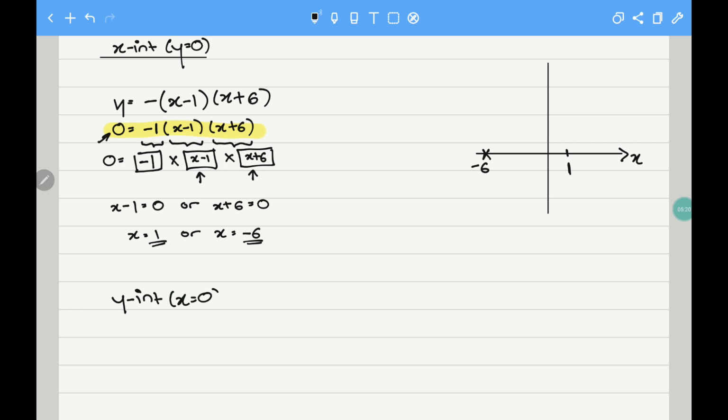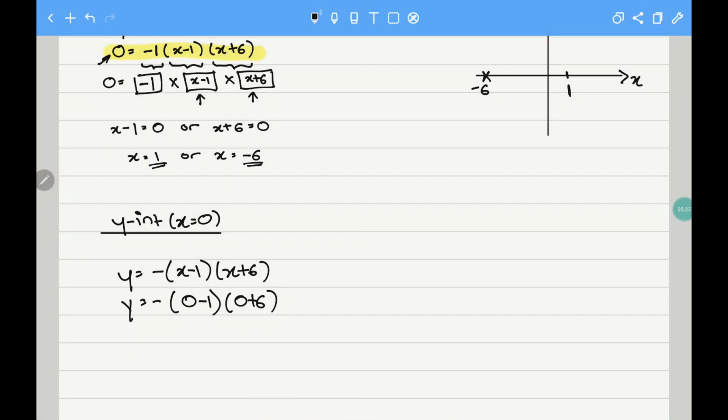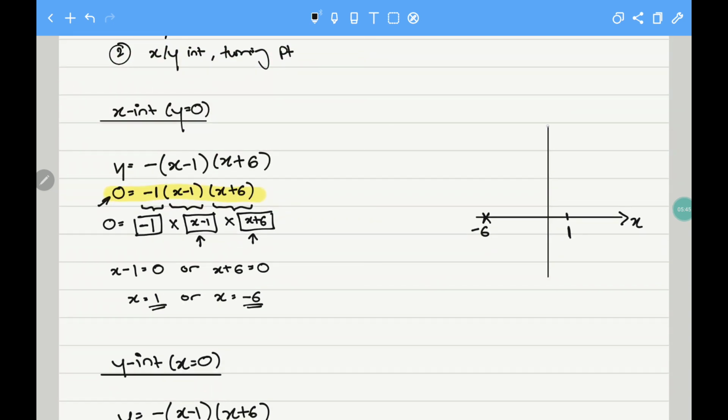y-intercept, x equals 0. Can you pause the video, try on your own if you have not done so? Okay, so after you substitute x equals 0, what we have here will be negative times negative 1 times 6. You can key into your calculator. y is equal to positive 6. Which means that on my y-axis, the y-intercept is positive 6.